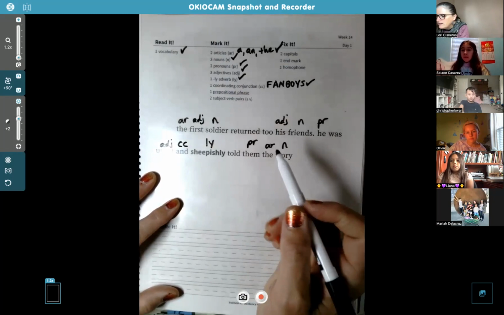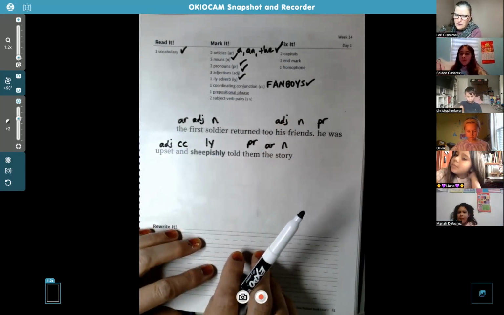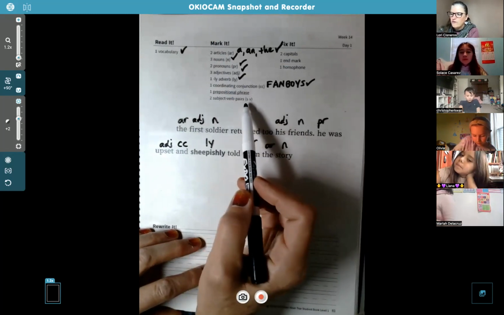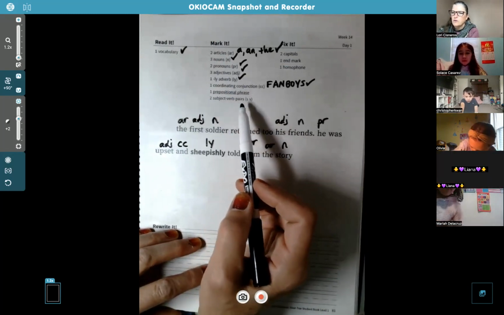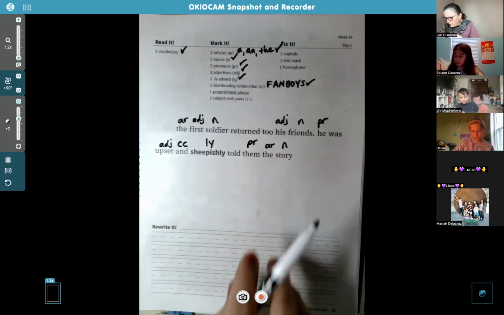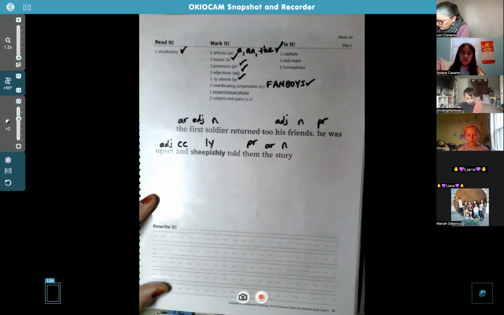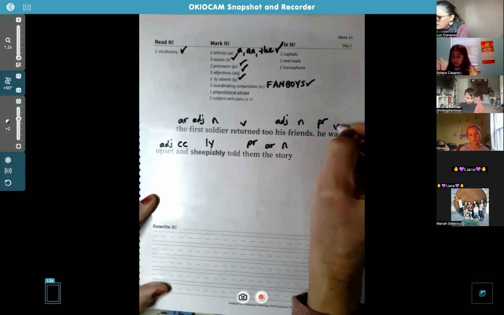Okay, so now we've got prepositional phrases, but I always like to leave those till the end because it's easier. So let's get down here to the verbs, the subject-verb pairs. So we'll start with verbs. So Olivia, help us find some verbs here. The verbs are returned and was upset.